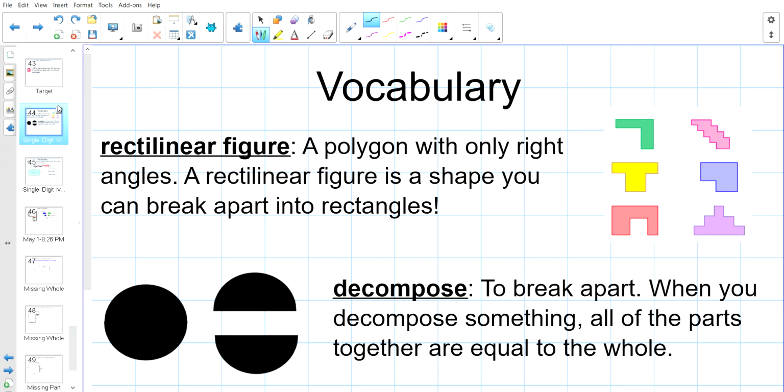Our first word is rectilinear figure. A rectilinear figure is a polygon with only right angles. A rectilinear figure is a shape you can break apart into rectangles. Decompose. Decompose means to break apart. When you decompose something, all of the parts together are equal to the whole.